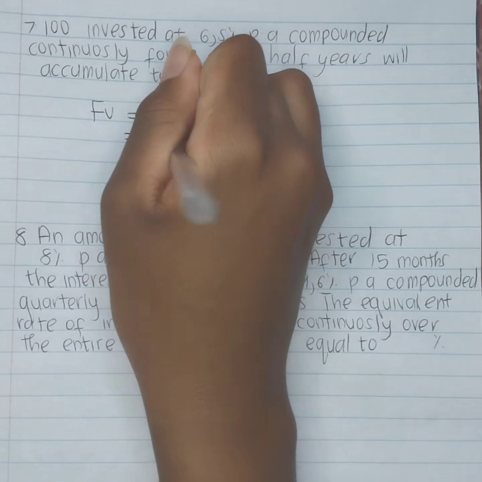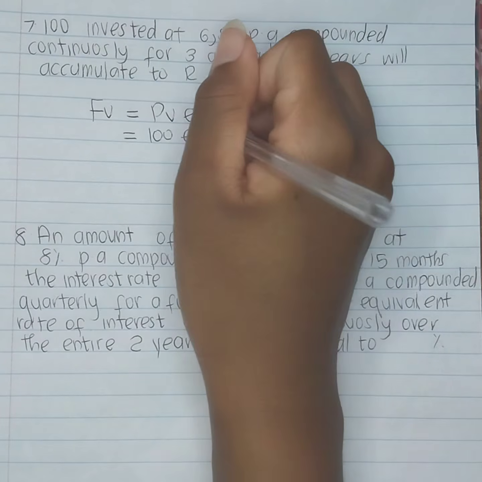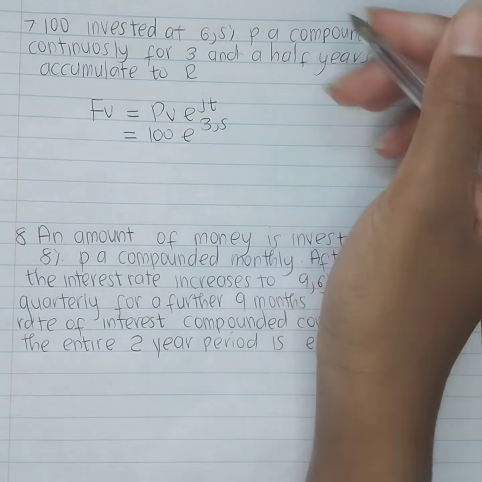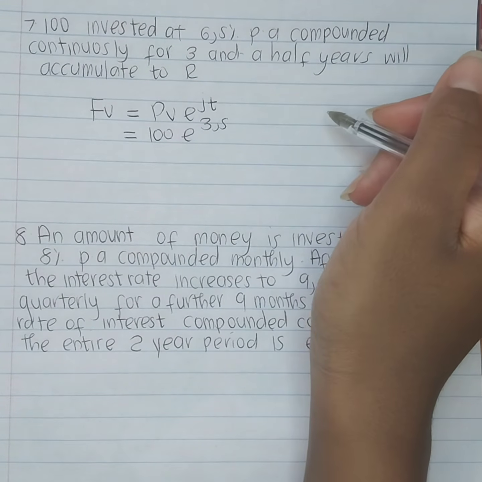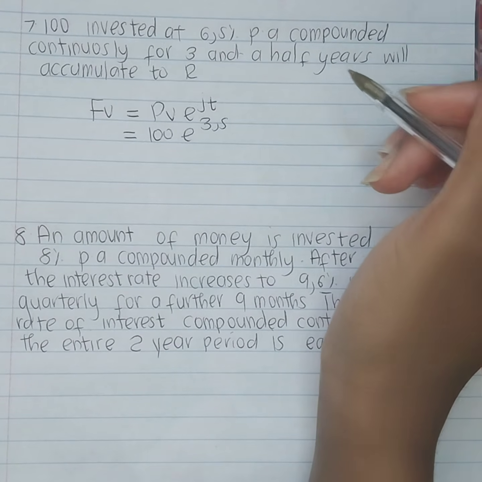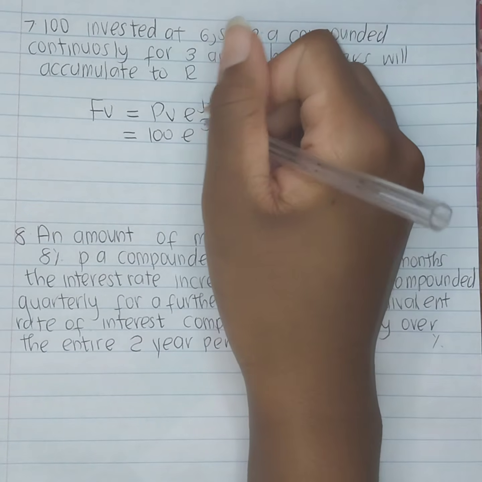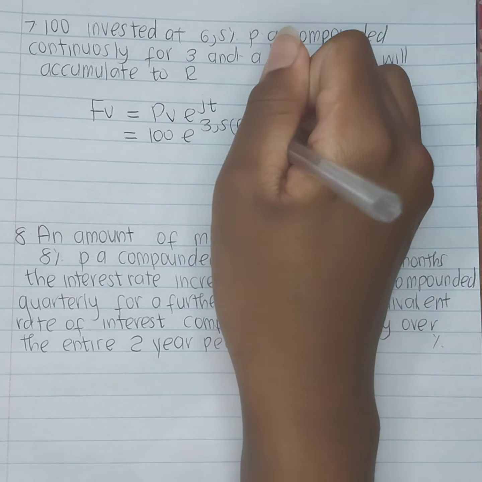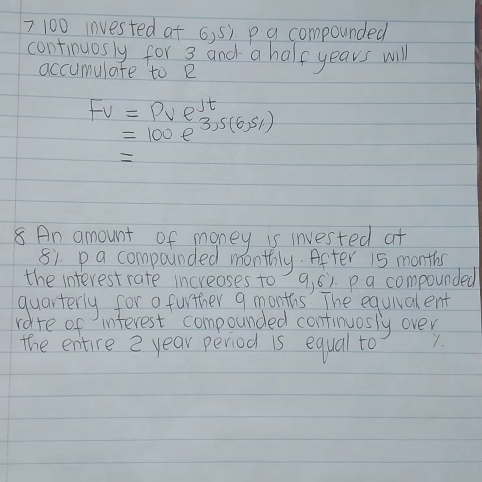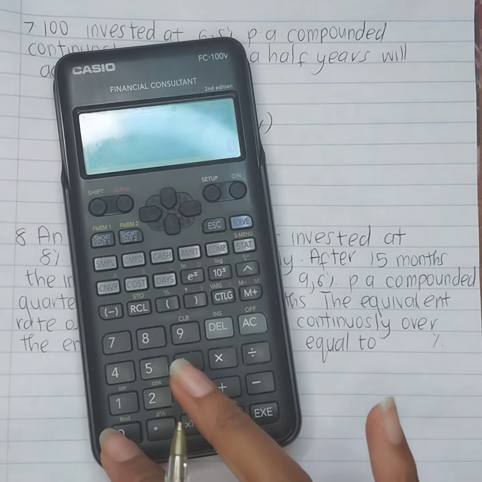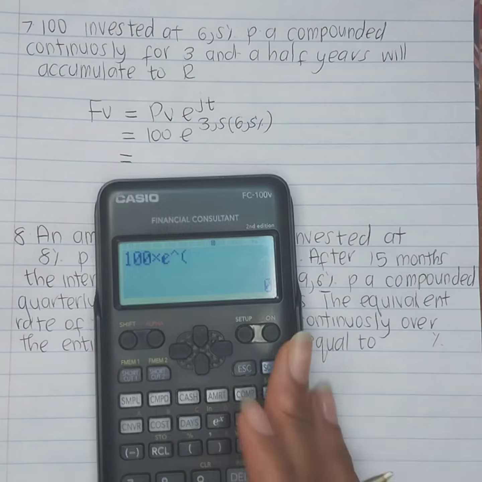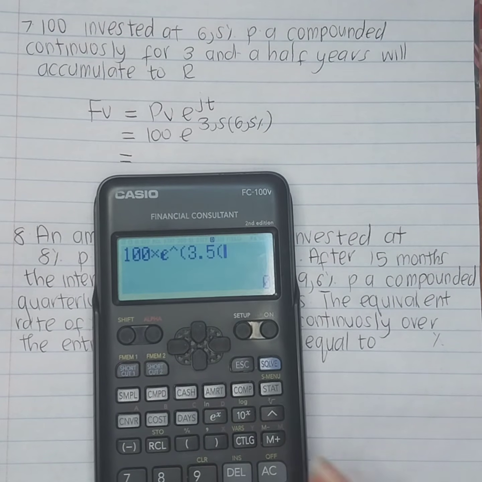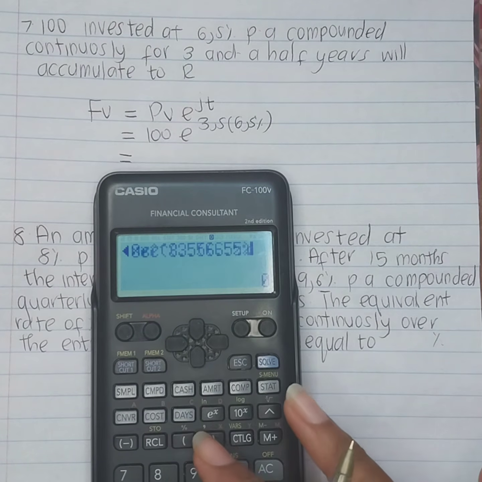Your FV is 100 e to the power of 3.5. Remember, half a year is 1/2, and 1/2 plus 3 years is 3.5. And my interest rate is 6.5%. And your value shall be 3.5 times 6.5%.